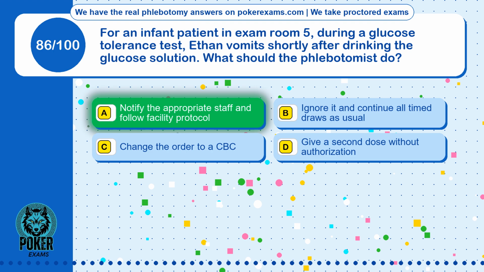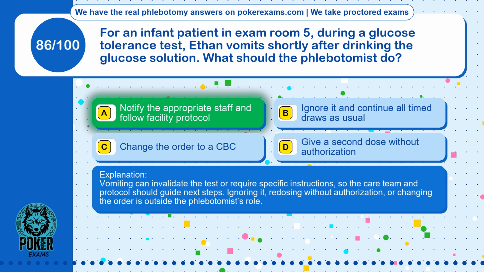The correct answer is option A. Notify the appropriate staff and follow facility protocol. Vomiting can invalidate the test or require specific instructions, so the care team and protocol should guide next steps. Ignoring it, giving a second dose without authorization, or changing the order is outside the phlebotomist's role.